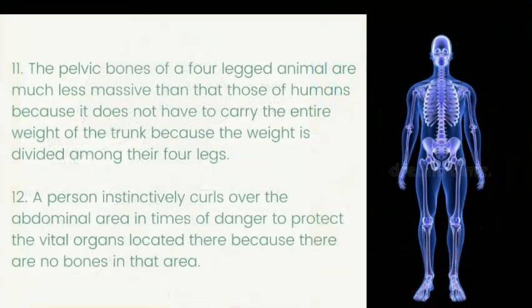Next, we have number 11. The pelvic bones of a four-legged animal such as a cat or pig are much less massive than those of humans. Make an educated guess as to why this is so. For number 11, the pelvic bones of a four-legged animal are much less massive than those of humans because it does not have to carry the entire weight of the trunk, because the weight is divided among their four legs.